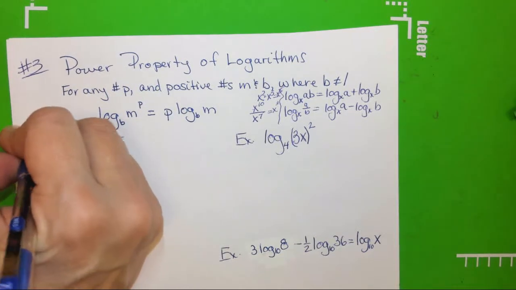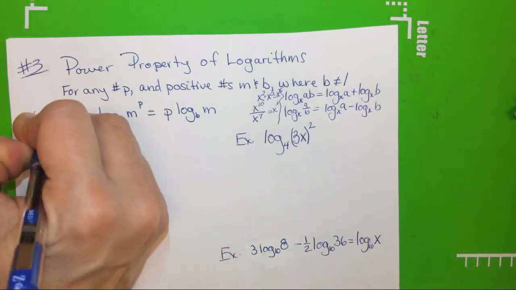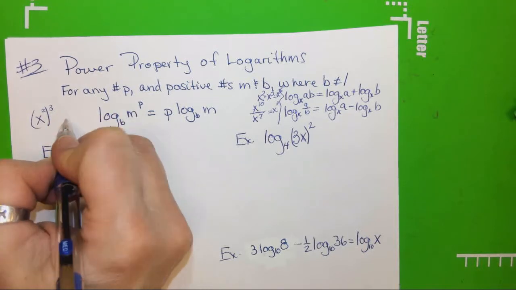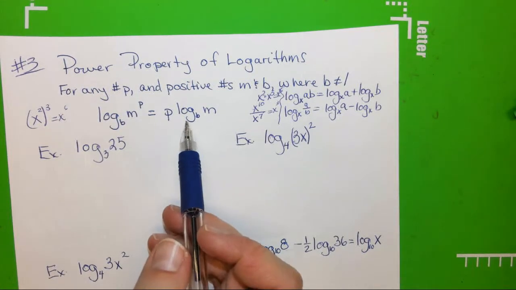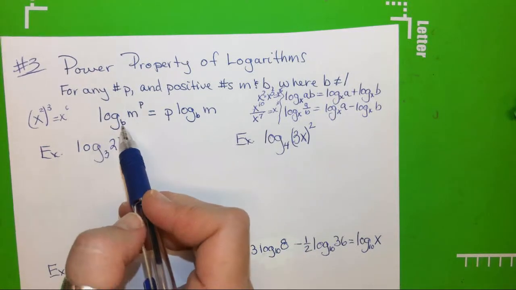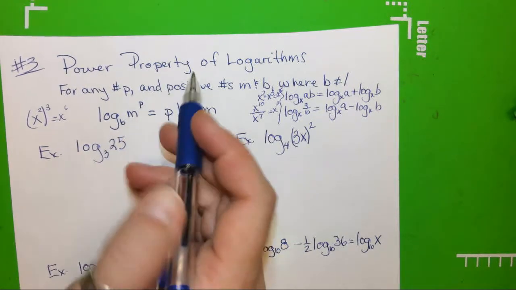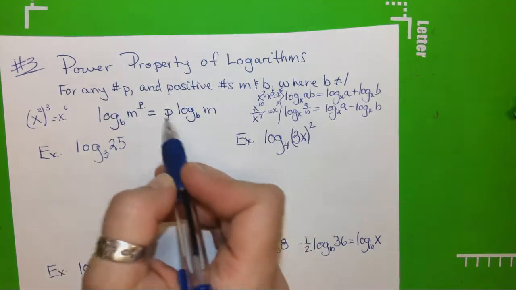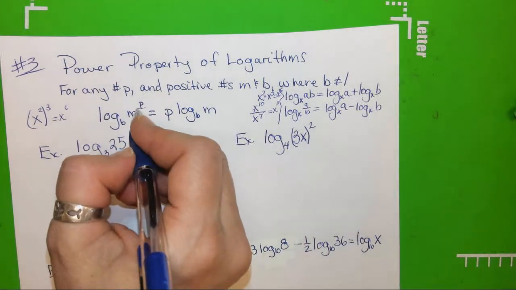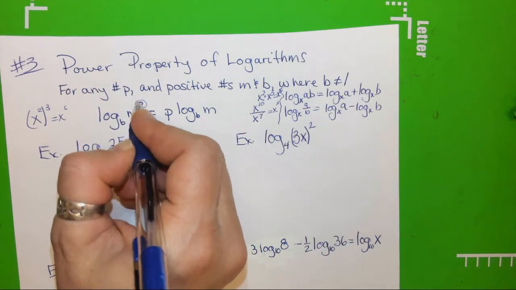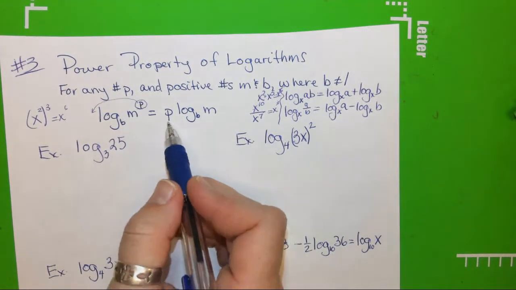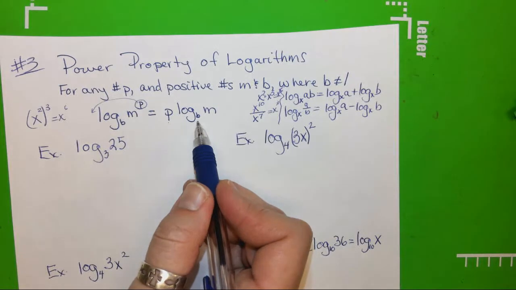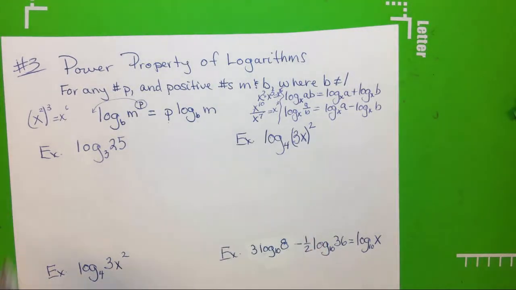Now, if we had x squared raised to the third power, what are we going to do with our exponents? We're going to multiply them. So we'd have x to the 6th. So that's kind of what's going on here. We have log base b of m raised to the p power. Well, this power property basically says we're going to take this exponent and move it to the front of the log. And so we have p times log base b of m.